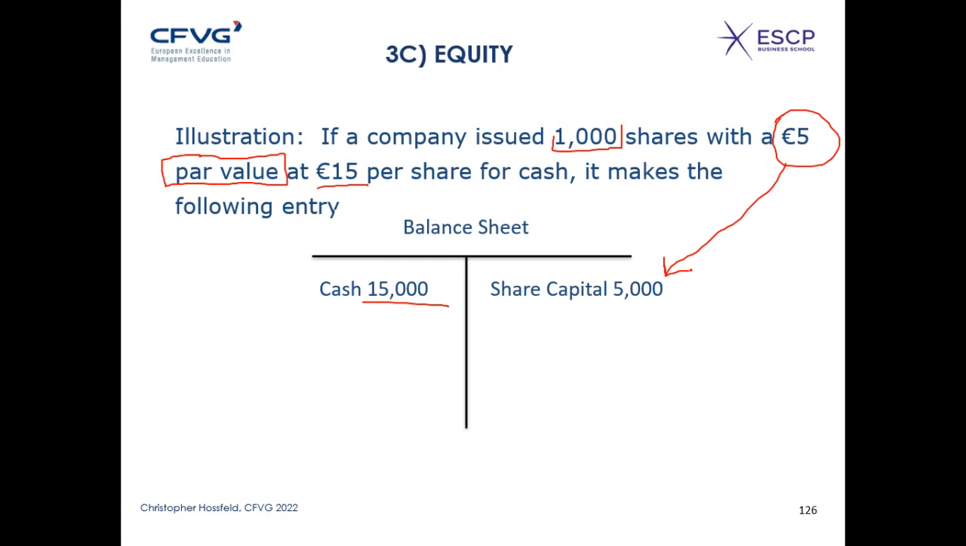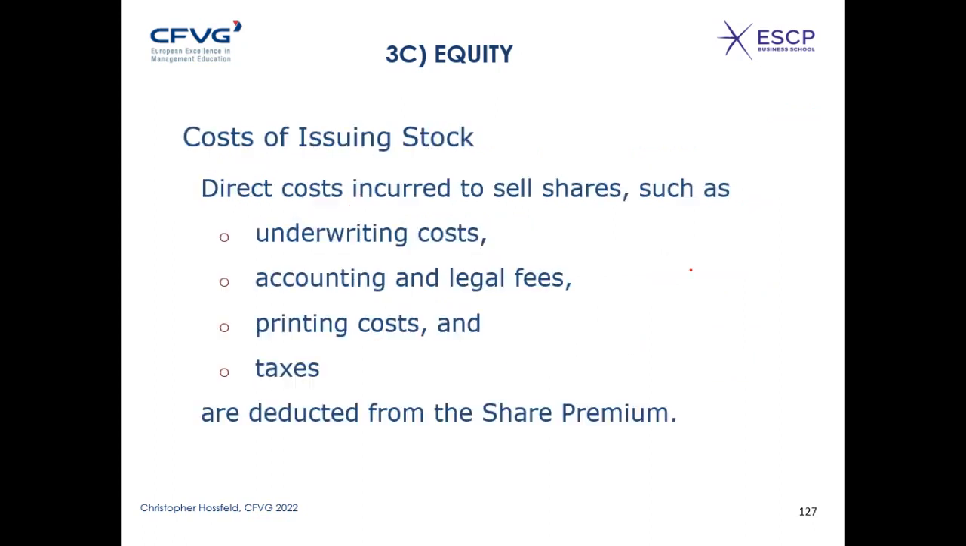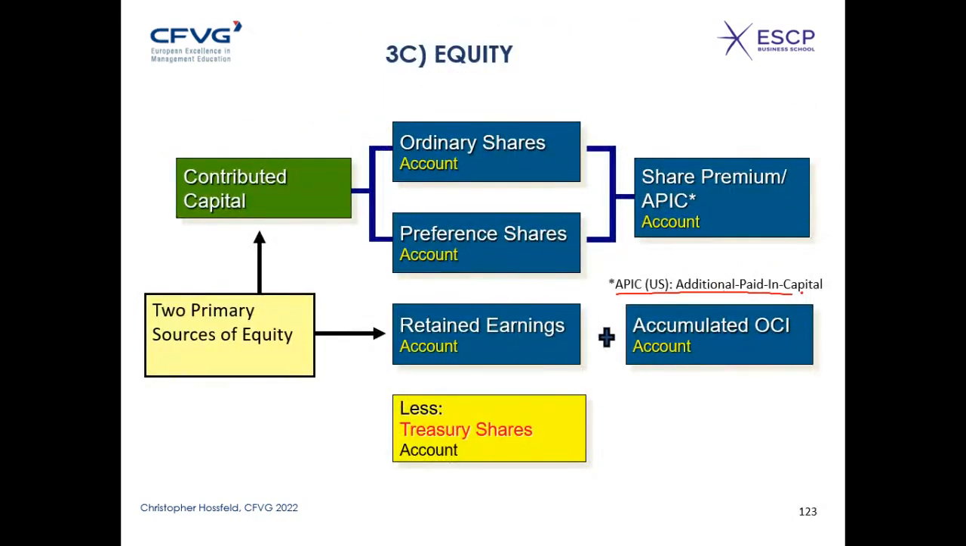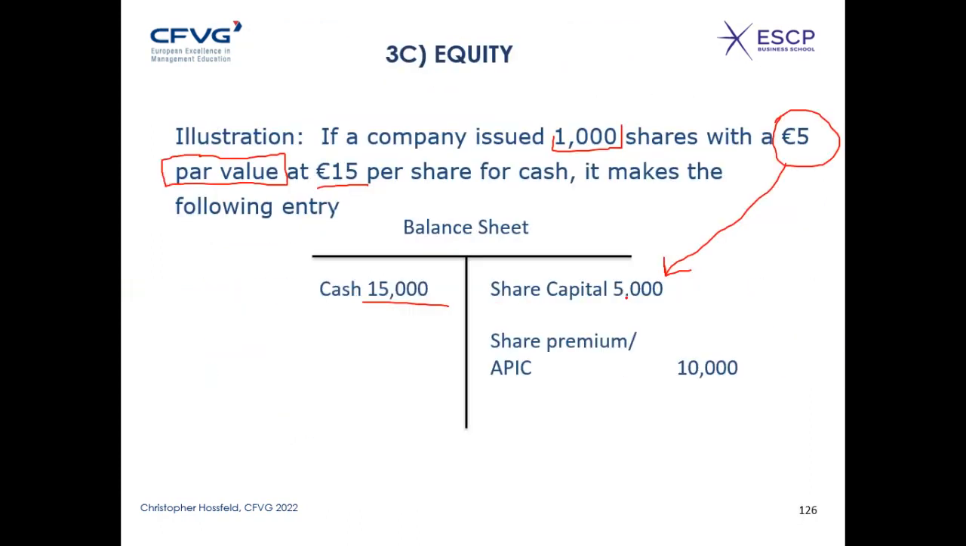And the remaining 10,000 usually go in the second line item that I may have in the equity section with different names. Maybe it's called share premium. Maybe it's called APIC. So APIC, remember, on the first slide is additional paid in capital. So that's US terminology. So APIC, which is a share premium. In the share premium or APIC, I see the difference between the selling price of the shares and the par value of the shares. So that's my share premium. So the share premium clearly is money that shareholders have invested, okay?